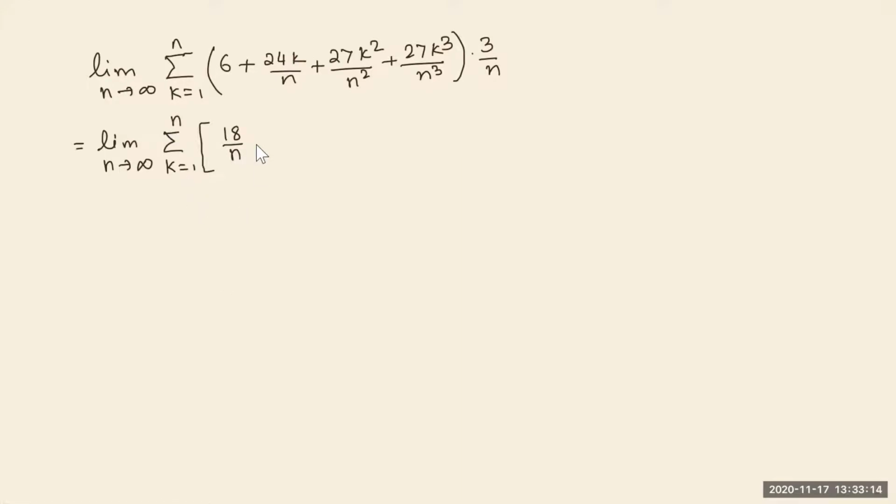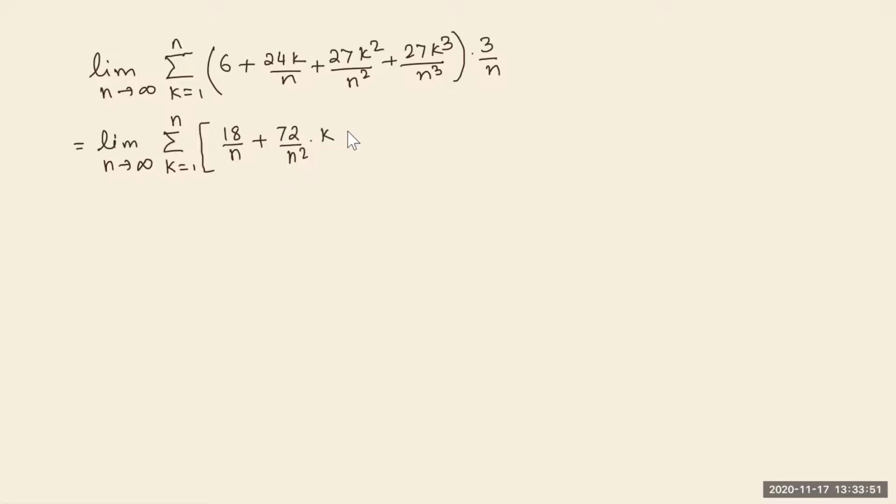Then plus 24k divided by n multiplied to 3 over n. When I'm distributing that, it will be 24 multiplied to 3, which is 72, and in the denominator, n will multiply with n, that will be n squared, times k. 72 over n squared is a constant for the sum because the only variable is k. So I can write it as 72 over n squared times k.